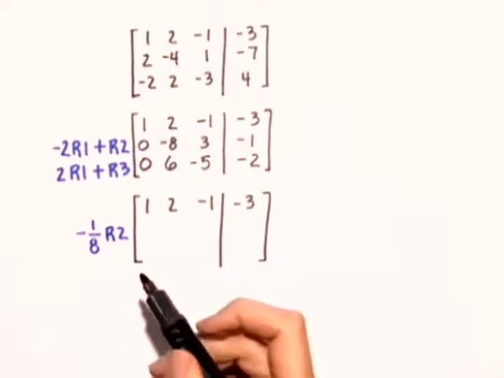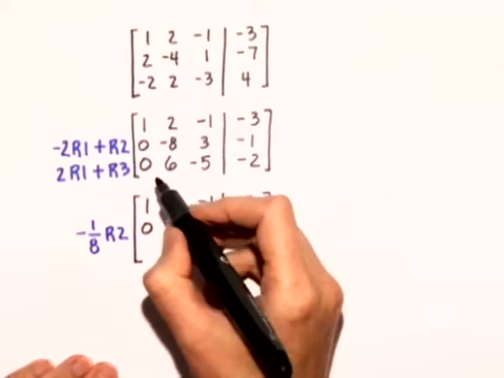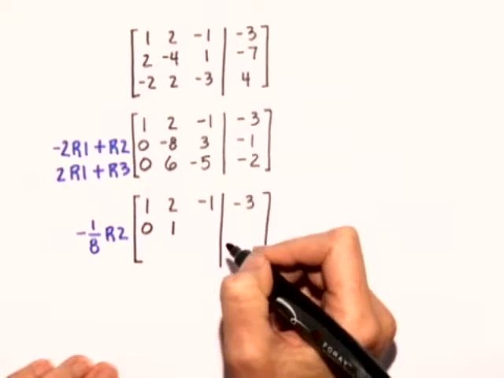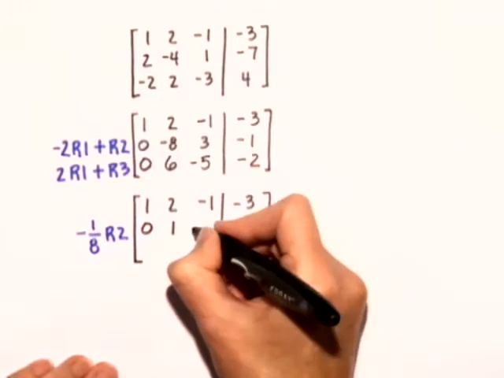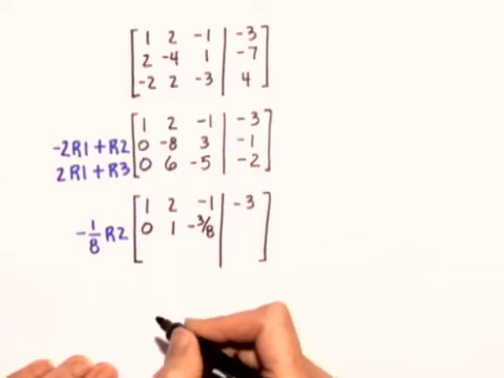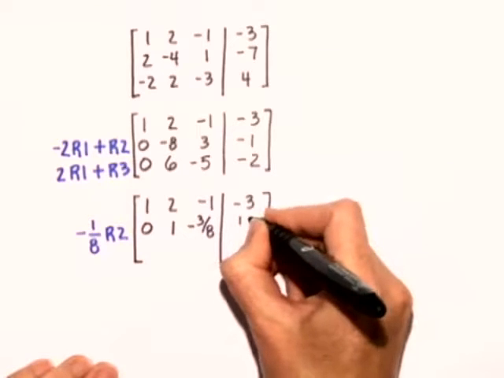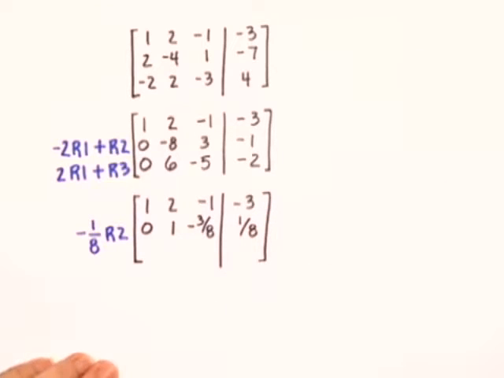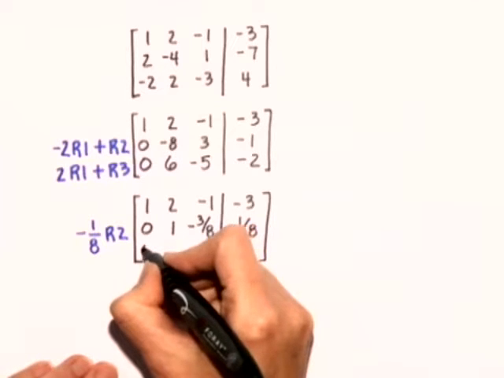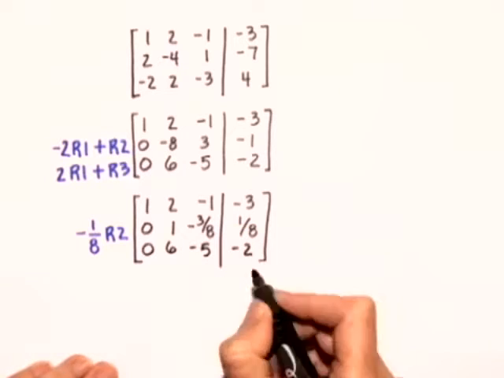When we do that, we'll have 0 times -1/8 is still 0. -1/8 times -8 gives me +1. -1/8 times 3 gives me -3/8. -1/8 times -1 gives me +1/8. Now, I'm just going to rewrite row 3. I have 0, 6, -5, -2.